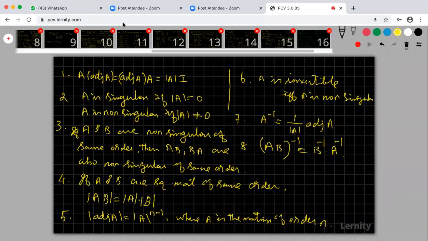If you have any doubt, please send a message in the chat box. Chat your doubts, I will explain.